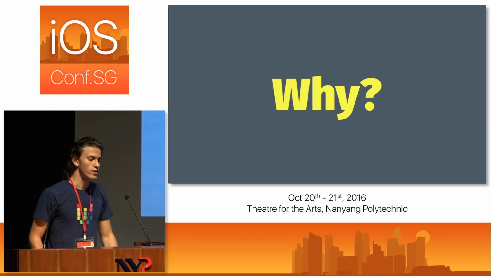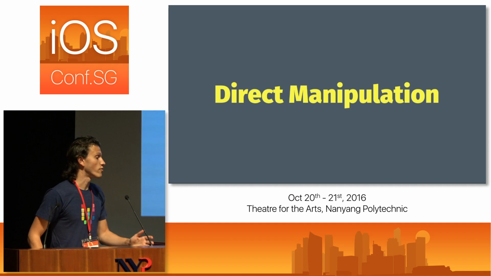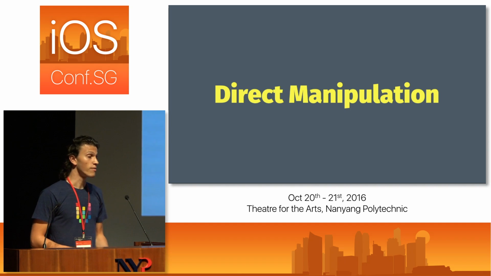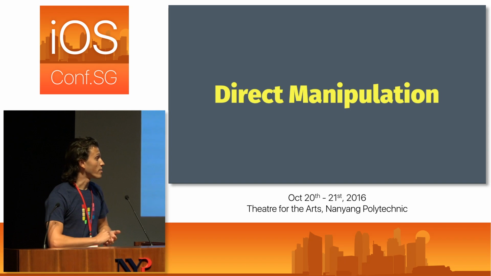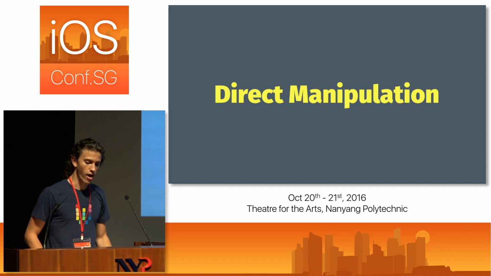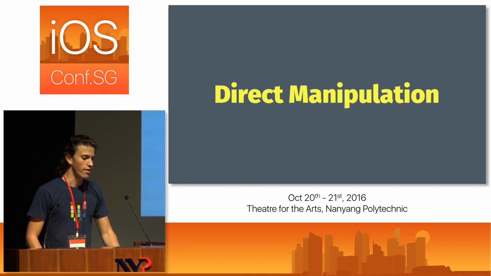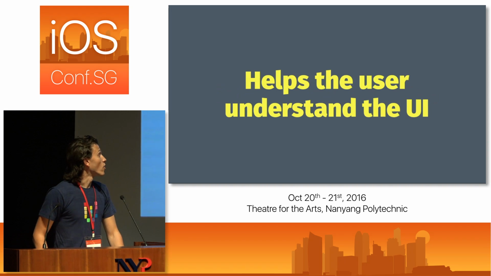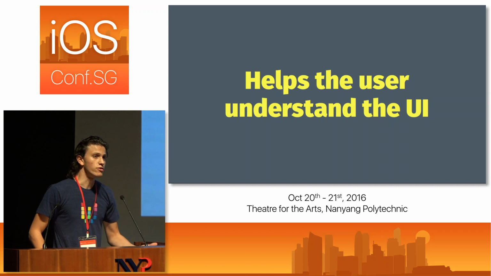Why is it important? The reason it's important is because a lot of the UI we use today is direct manipulation. That means whether you're using a mouse or your finger, you're often dragging and dropping things across the UI and moving them around. And it's really important that these virtual elements behave like their physical counterparts. So this really helps the user understand the UI.